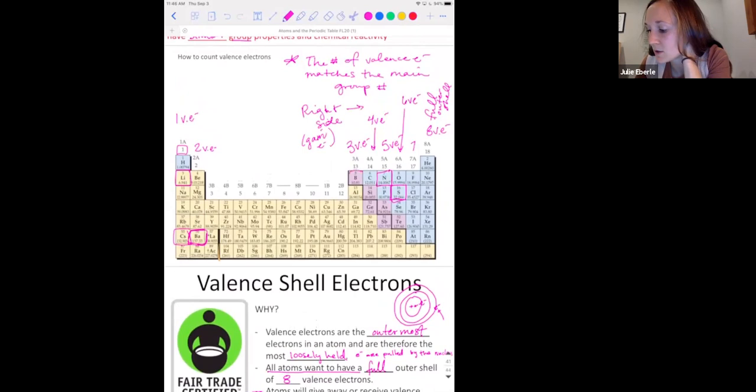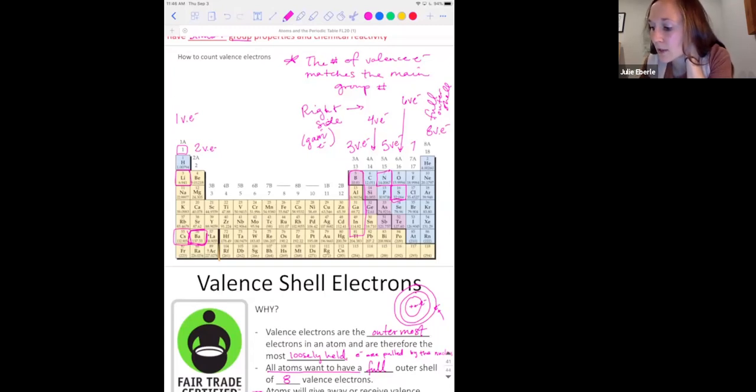Now the exception here is group 3. You'll find out that you can give away 3 quicker than you can gain 5. So right side meaning kind of on the right of main group 4. So that would be your main group 5, 6, and 7. These tend to gain electrons.